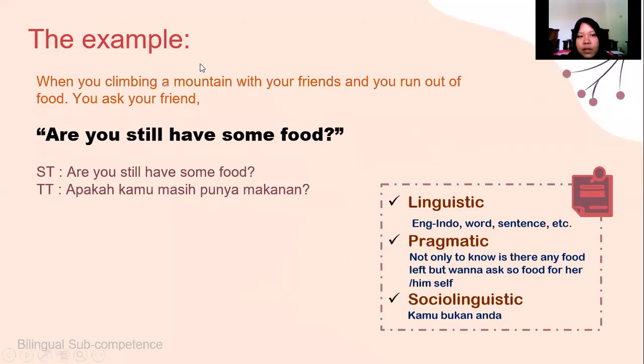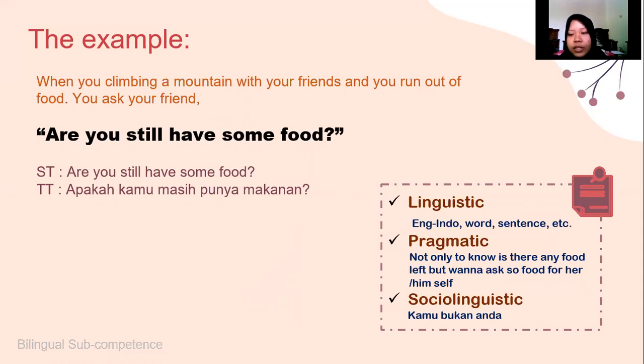Here is the example of the bilingual subcompetence. When you're climbing a mountain with your friends and you run out of food, you will ask your friend like, do you still have some food? And it will be translated in Indonesian like, apakah kamu masih punya makanan? This example contains 3 aspects of bilingual subcompetence. There are linguistic competence, pragmatic competence, and sociolinguistic competence.